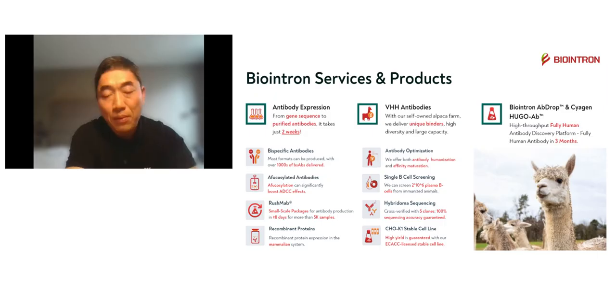As to antibody discovery, we have just talked a lot about single B cell screening with mouse, rabbit, and transgenic mouse from our partner Cygen. We are also very good at VHH antibody discovery. We have our own farms with hundreds of animals, and we raise VHH antibodies for our customers. We are also very good at antibody optimization and hybridoma sequencing. And if you have already narrowed down your antibody drug to one or two candidates, we are good at stable cell line development.